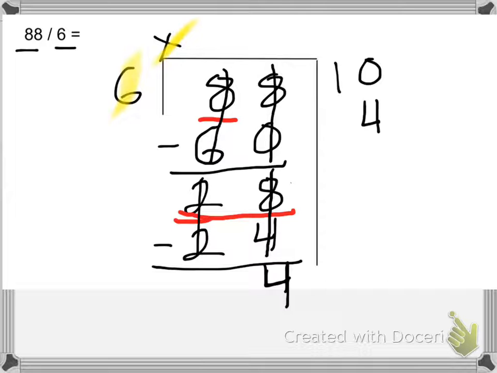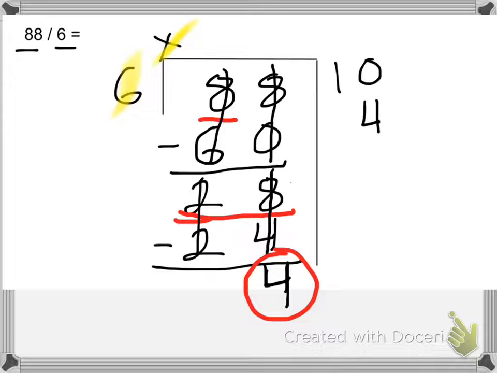Okay, now I'm going to ask myself this question. Can 6 go into 4? No, it can't, because 6 is bigger than 4. Okay, so that 4 is then going to become my remainder, and I'm going to circle it here.